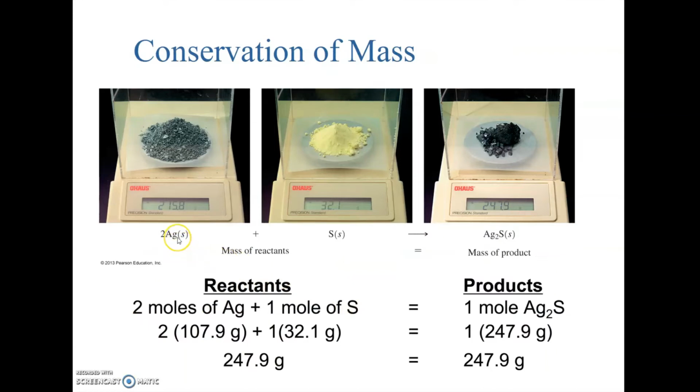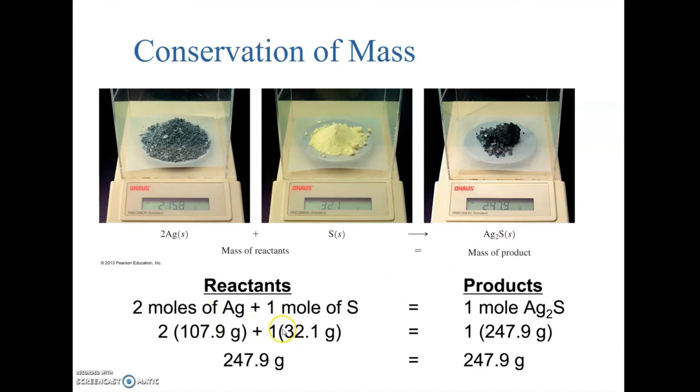If you look at this reaction, which is between silver and sulfur to get silver sulfide, when we balance the equation, we follow the law of conservation of mass. So since this equation is balanced, we are saying according to the law of conservation of mass, it takes 2 moles of silver to react with 1 mole of sulfur to produce 1 mole of silver sulfide.